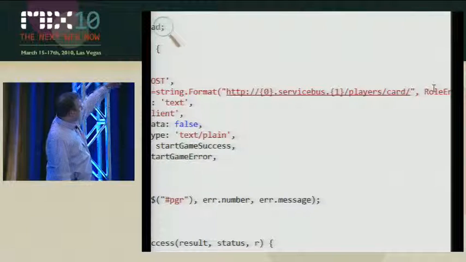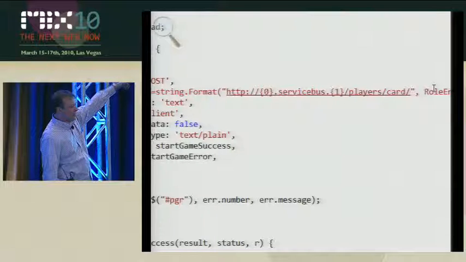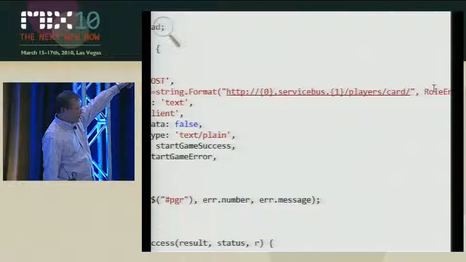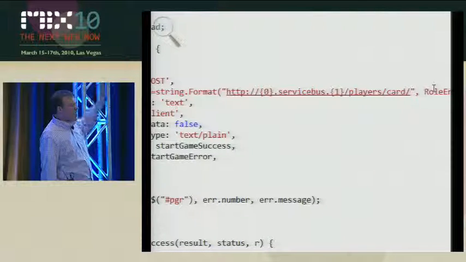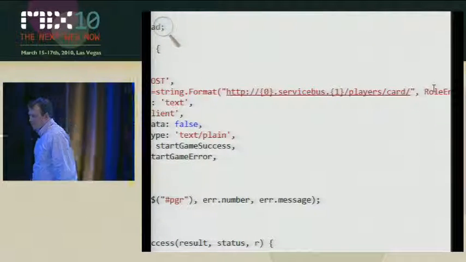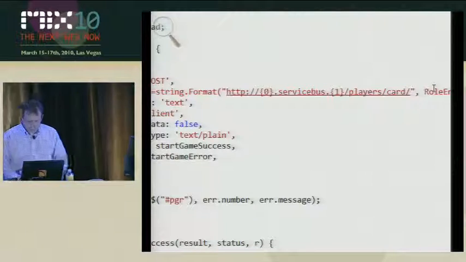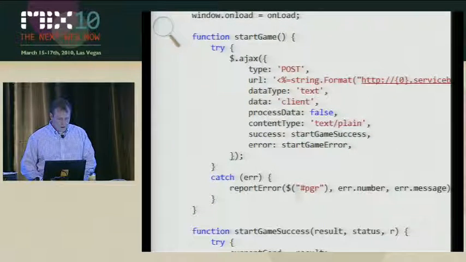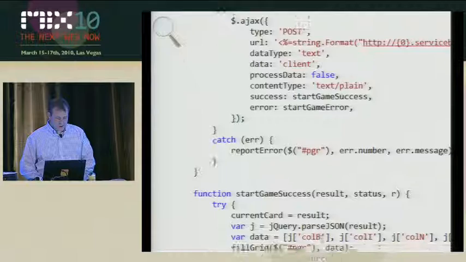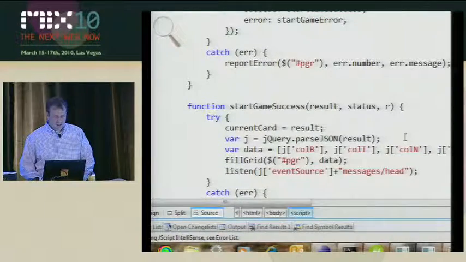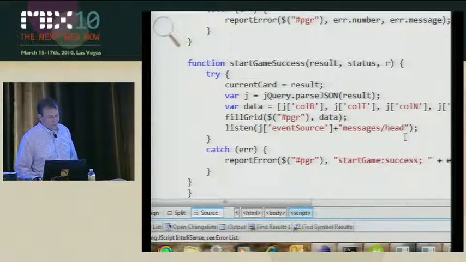Here, I'm exposing through Service Bus, clemensv.servicebus.appfabriclabs.com, because that's a labs feature. I'm talking to this and posting, and I say, hey, I want to have a card. So it comes back with the card at start game success. The card is actually delivered back in JSON.